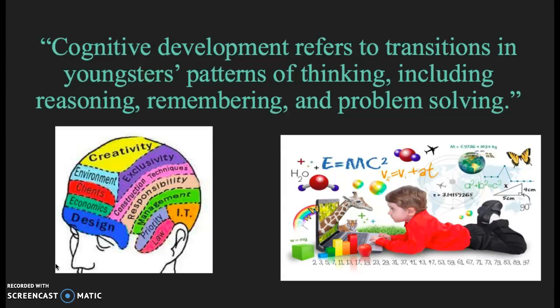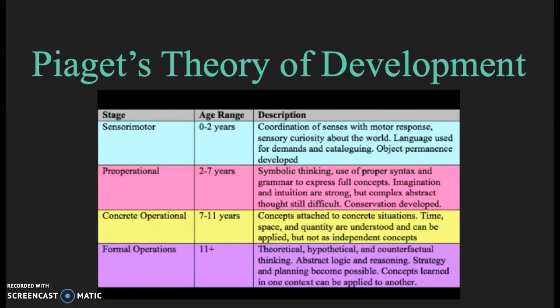Assimilation is using your existing mental structures to interpret new experiences. Accommodation is changing mental structures to explain experiences. Piaget's theory of cognitive development, or stage theory, consists of 4 different stages.